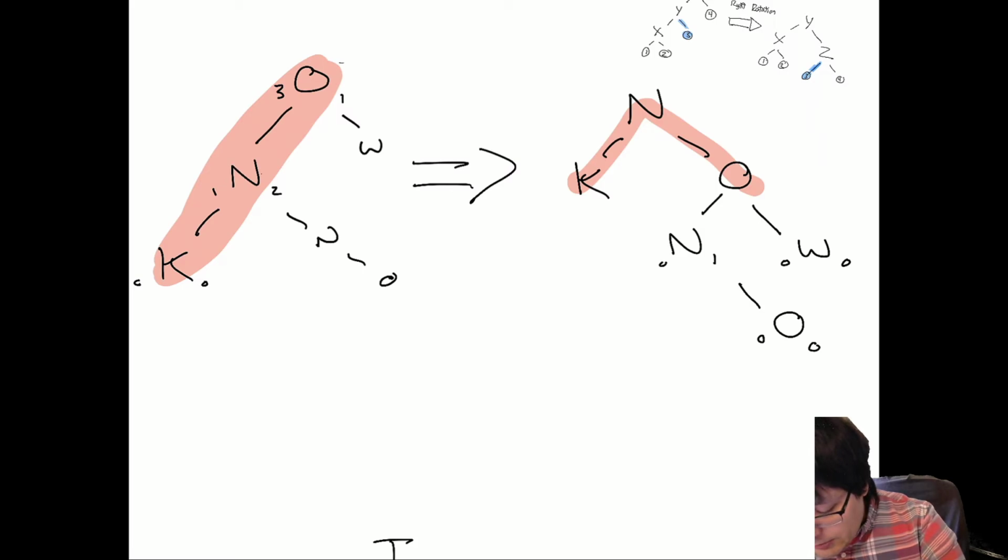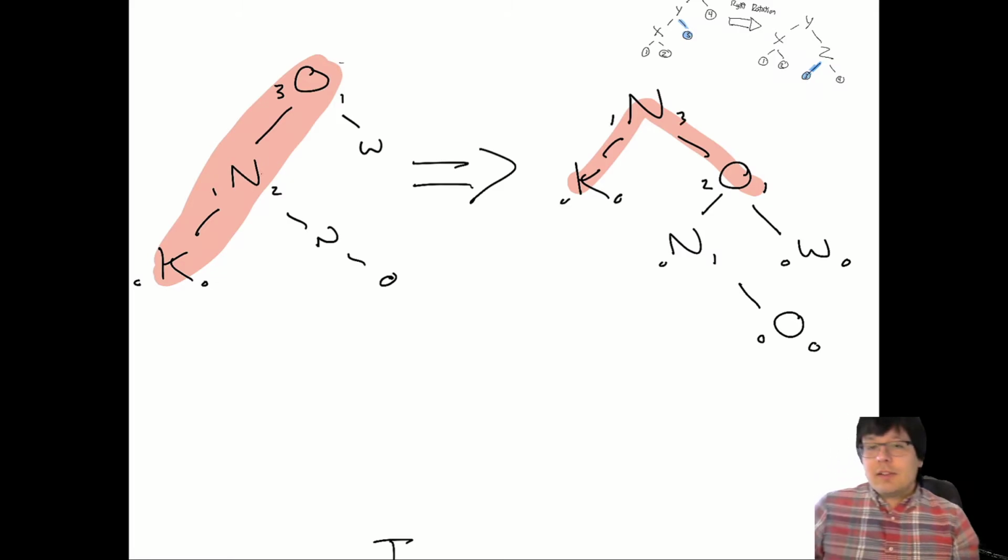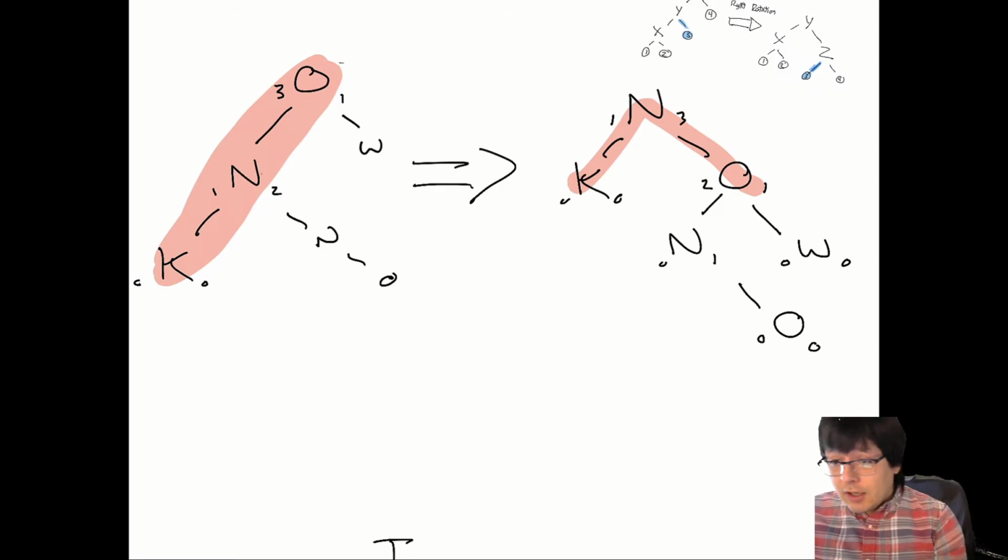Let's confirm that by recomputing the heights and see if this subtree is now fixed. Before, it was 3-1, now let's see what it's at. This is 2-1, this is 0-0, and then this is 1-3. So yeah, perfect. This is a scenario where we actually need a double rotation, because as you can see, we ended up with a 1-3. Different route, but still the same imbalance, just on the other side.